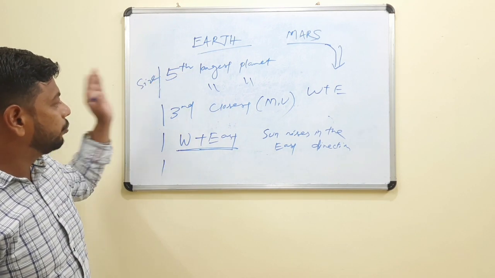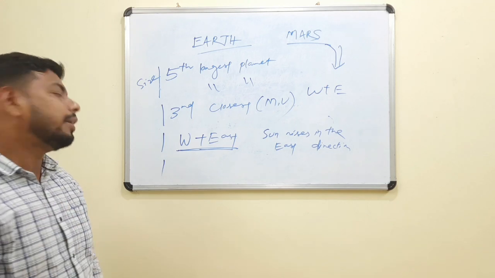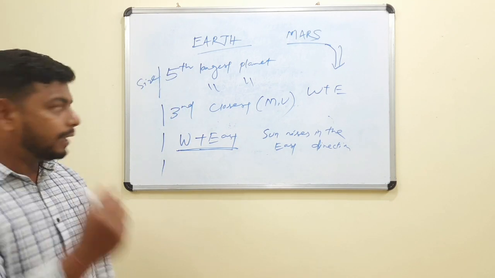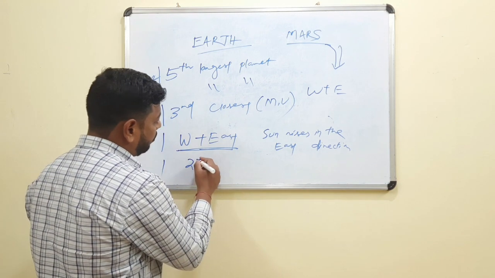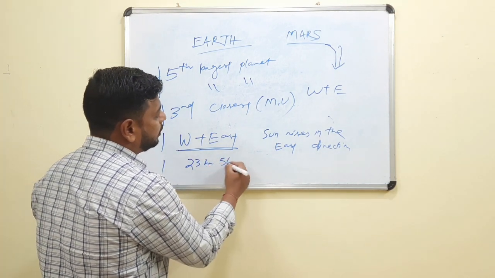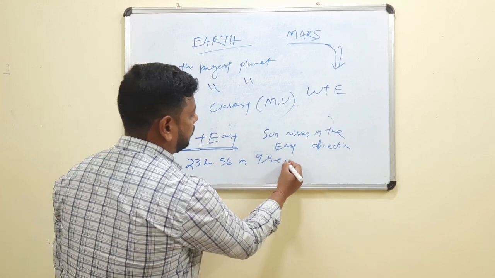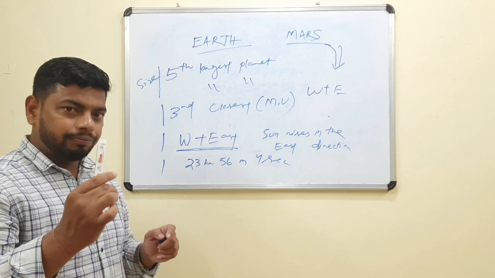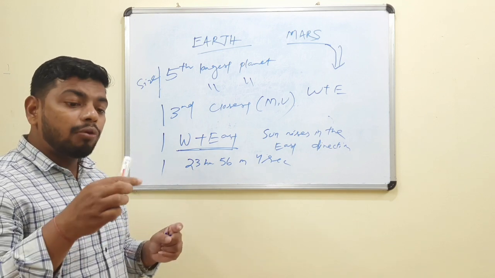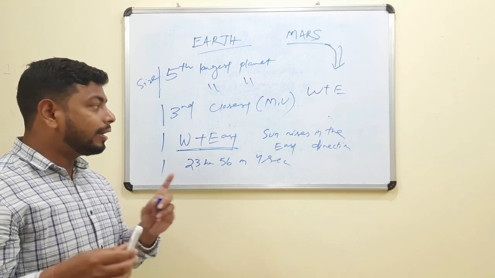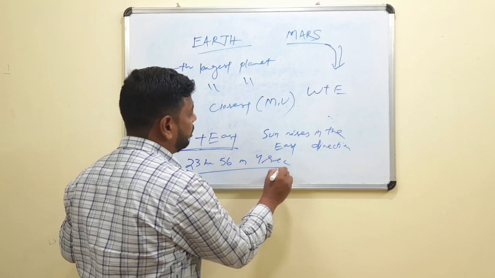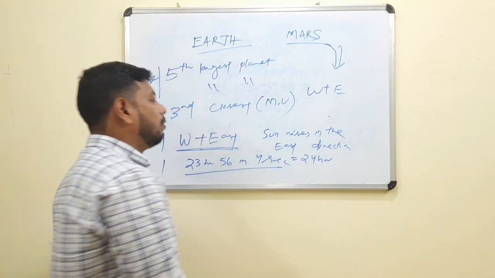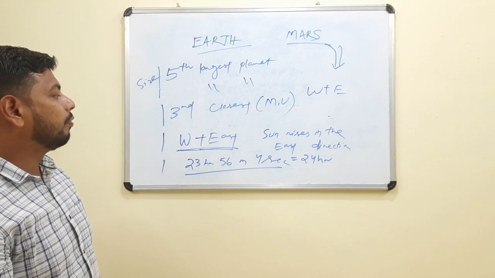Okay, so let us understand how much time it takes to complete its rotation. Earth takes 23 hours 56 minutes 4 seconds to complete a movement around its own axis. That is around 24 hours.